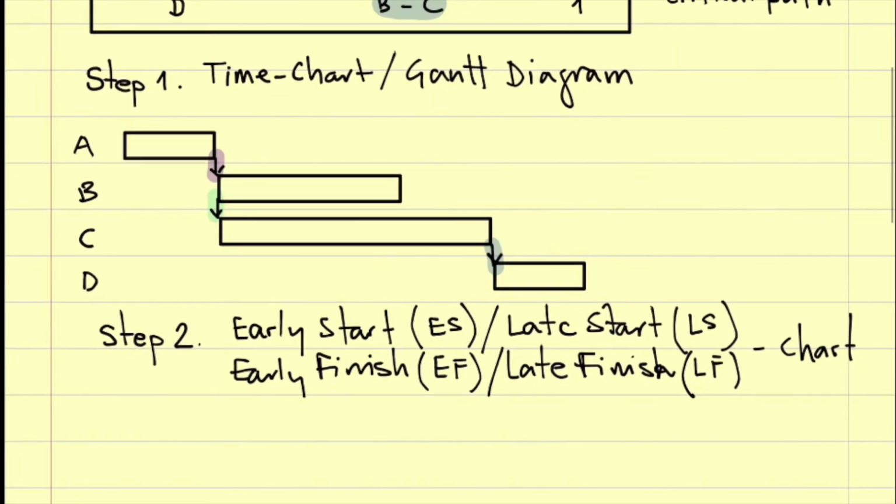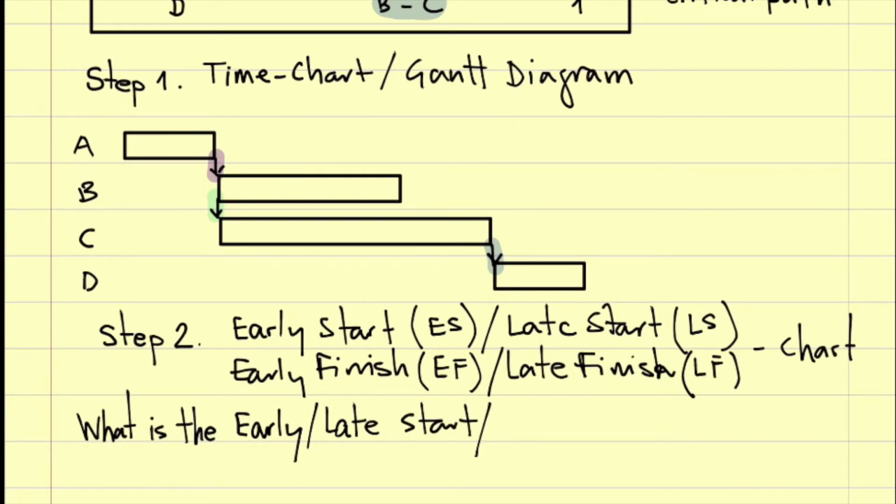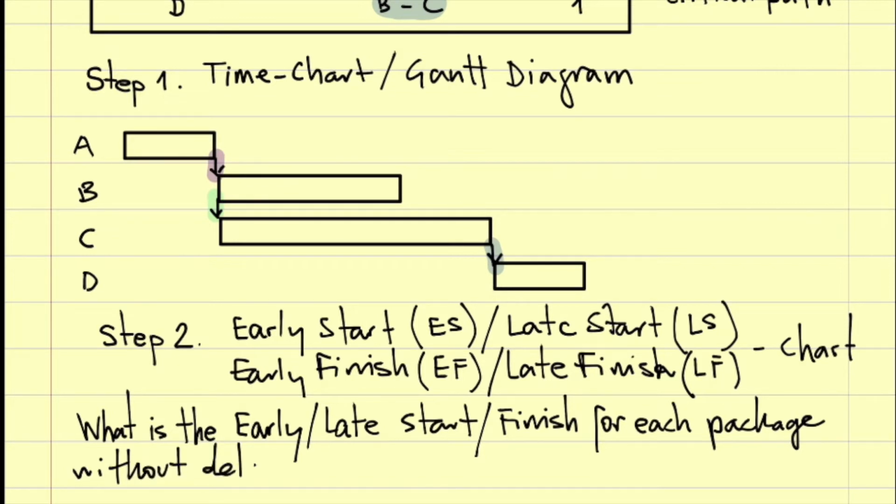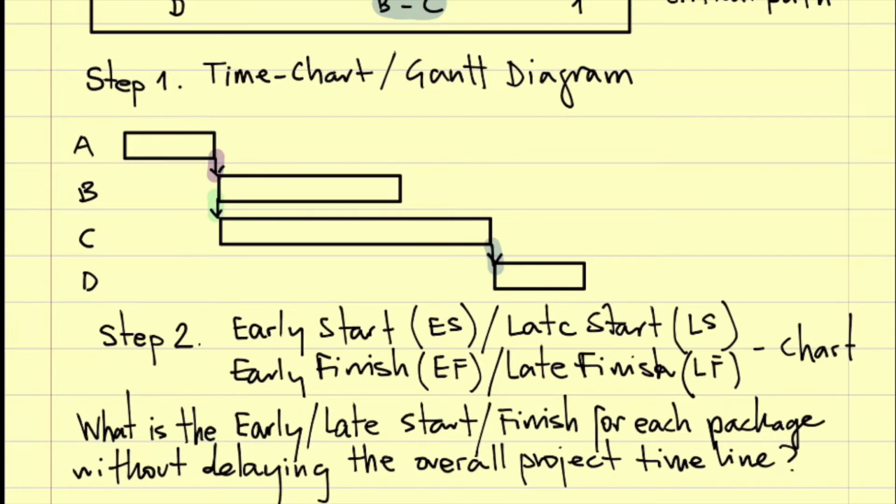And the question is, what is the early or late start or finish for each package without delaying the overall project timeline. It's a question we want to answer.